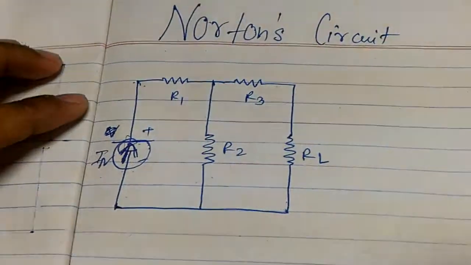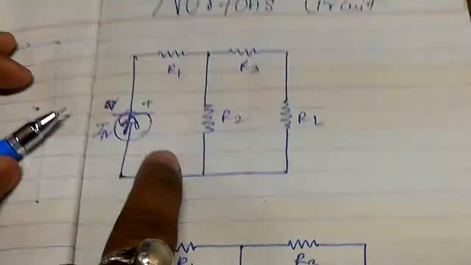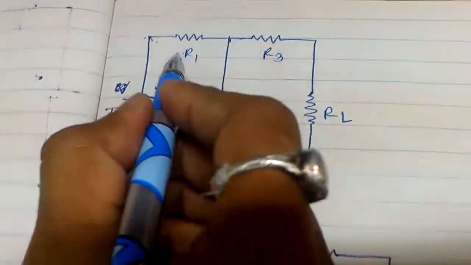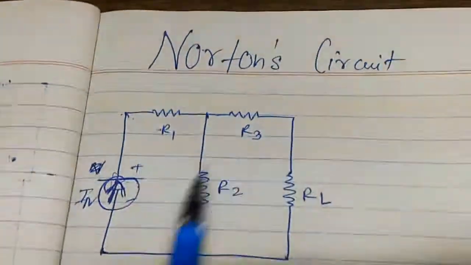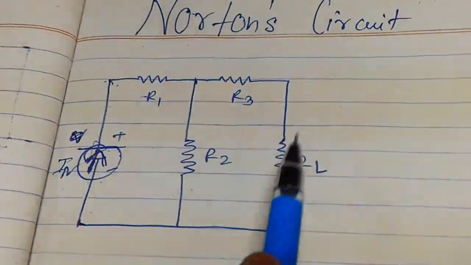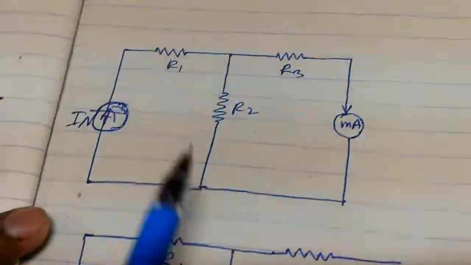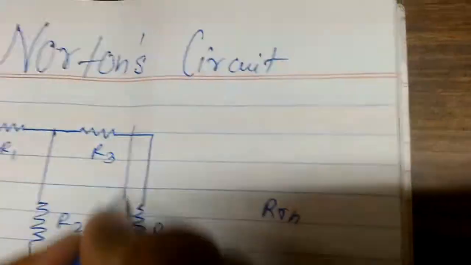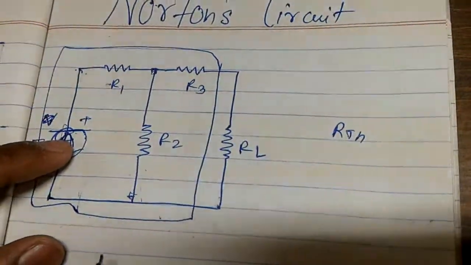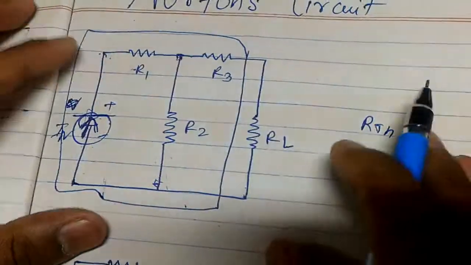We are going to verify the Norton theorem. This is the parent circuit for the Norton theorem. Here is a current source IN, resistances R1, R3, R2 and a load resistance. We have to calculate the current across the load resistance RL. So first we have to calculate RTH, the total resistance of this circuit only. Then we have to calculate the IN across this, and then we are going to calculate IL.